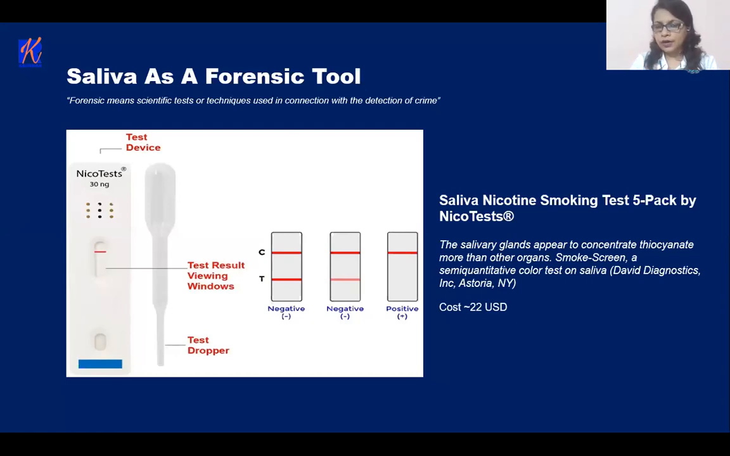Well, if you right away go and search on Amazon, you will see this test available, but it's written that it is only available in the USA. My point is, can we not develop something like this in India? So please think about it.